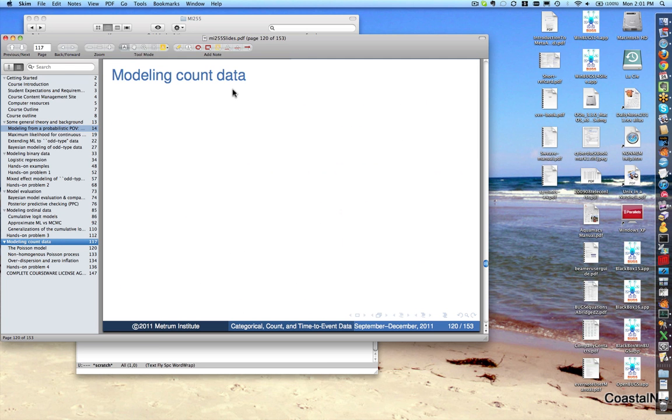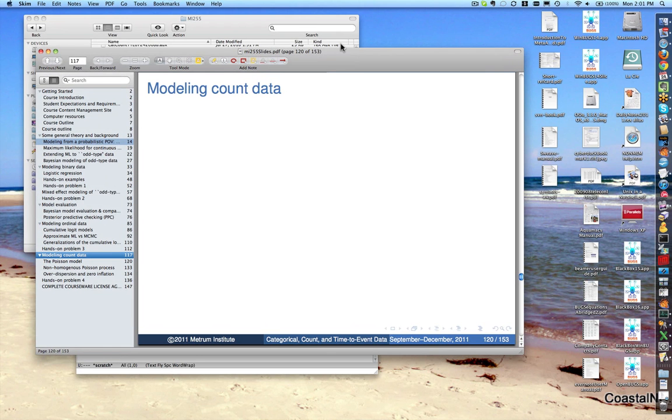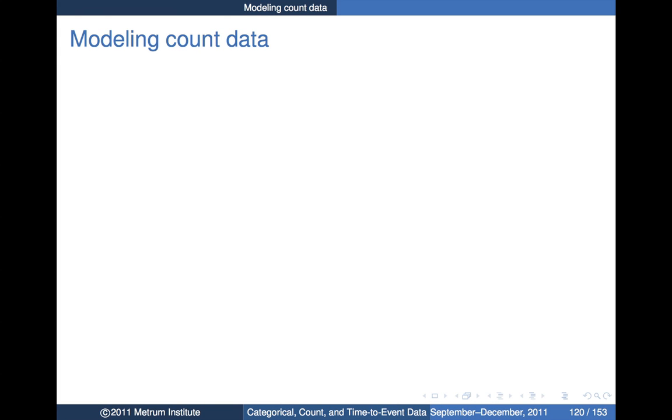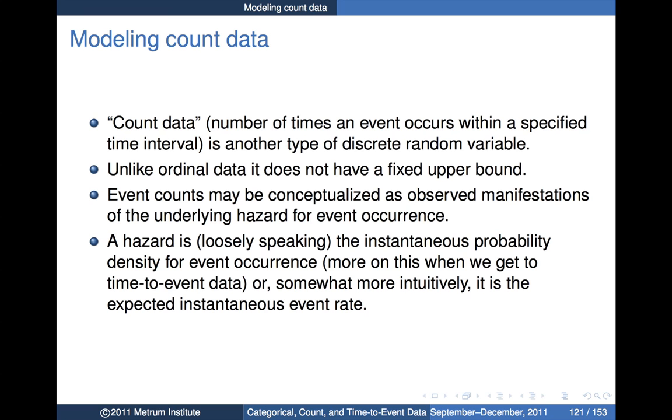There we go. Okay, so today we're going to transition from the ordinal data context we were talking about to looking at how we go about modeling another type of categorical data, namely count data. Here, bring this up. There we go. And let's put a little more content in here.